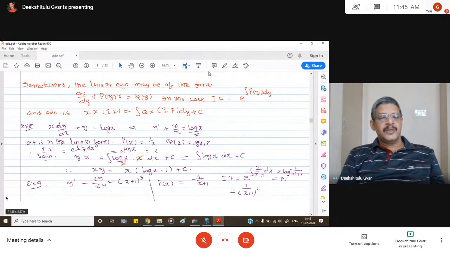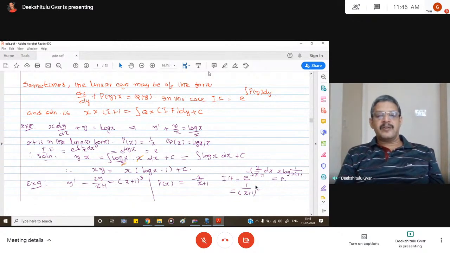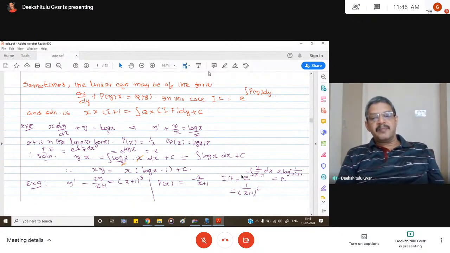The solution. So another problem: y dash minus 2y by (x plus 1) is equal to (x plus 1) power 3. This is the standard form directly. Okay. So p of x is minus 2 by (x plus 1), the coefficient of y in the equation. So integrating factor will be e power integral p dx.